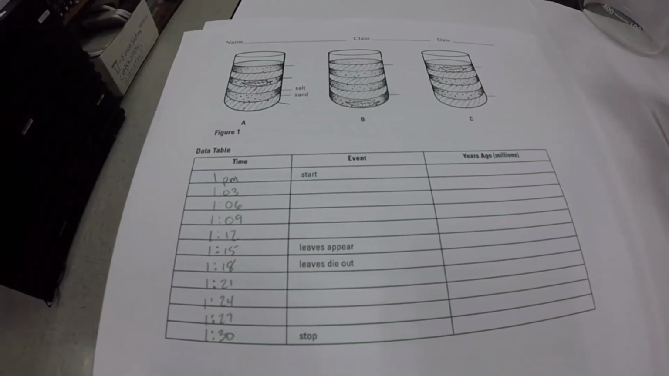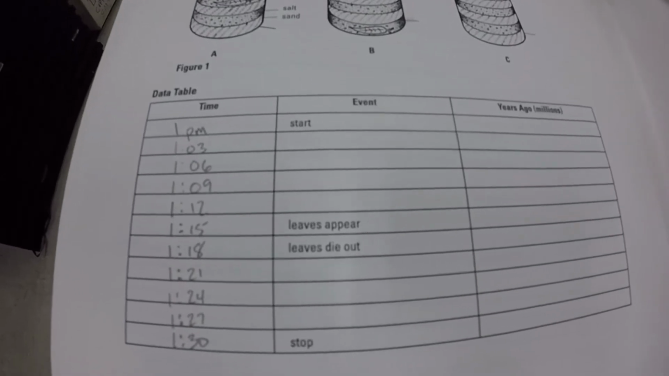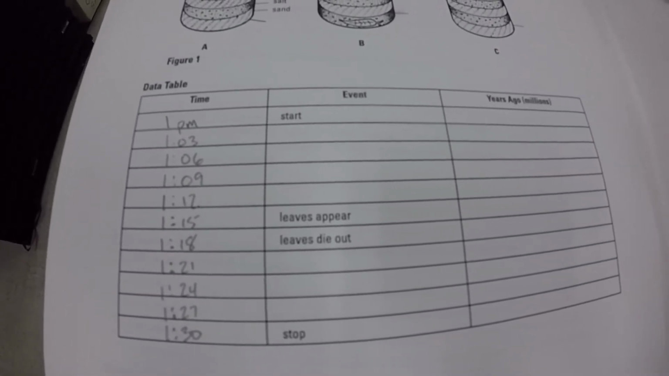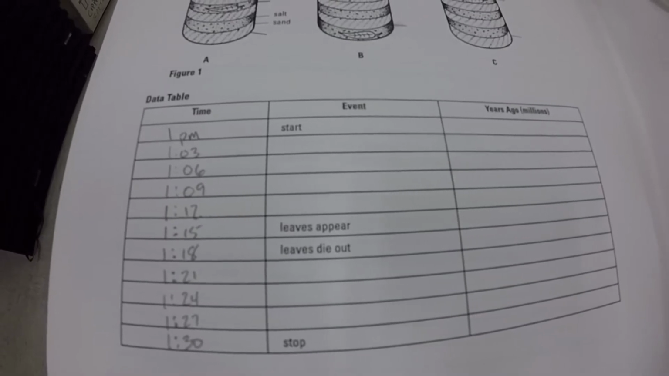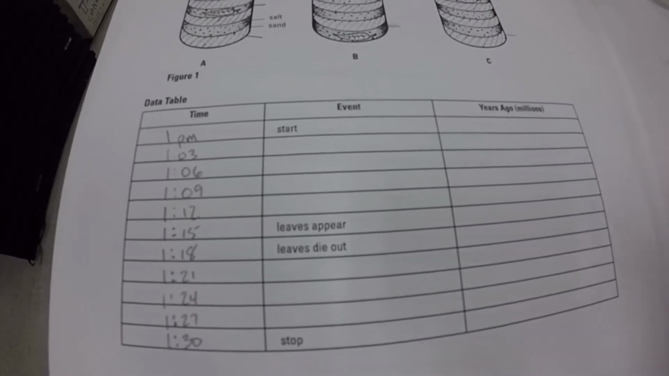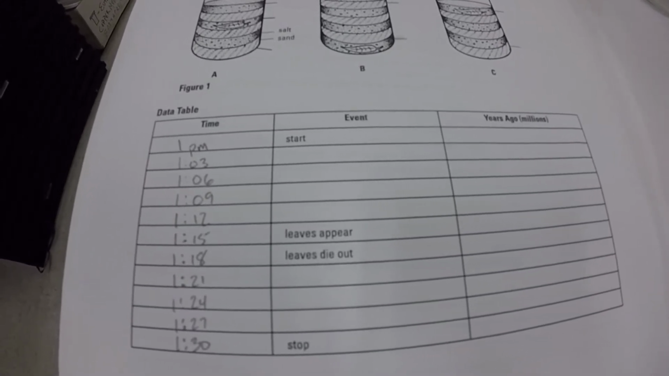All right, ladies and gents, this is my data table. Like I said, I started at 1 o'clock and I've used 3-minute intervals to separate those time periods, and now I'm at 1:30 with my stop. So your data table should look similar to mine.